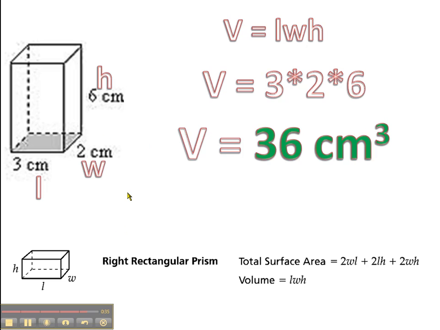If we had a cube that was 1 centimeter by 1 centimeter by 1 centimeter, we'd be able to fit exactly 36 inside here. So it's really a measurement of the three-dimensional space it takes up, so it should have three-dimensional units. So that's it for the surface area and volume of a rectangular prism. Hope it helped.